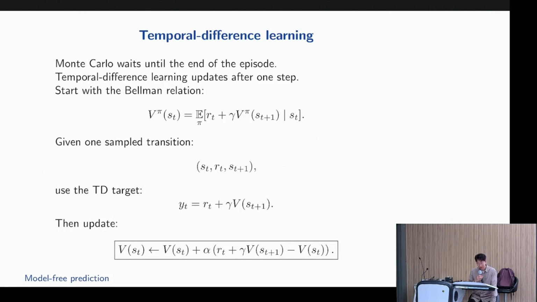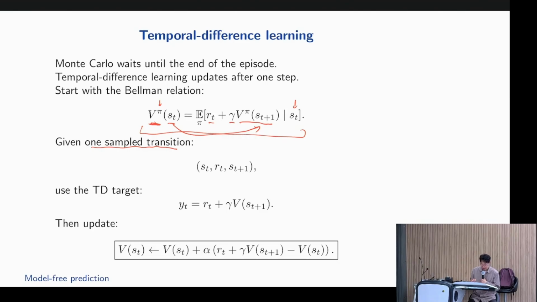So TD learning utilizes the Bellman relation. The value of a policy starting at some state S_t is the expectation under the policy of the immediate reward plus the discounted future expected return starting at S_t. So the value of some state is related to the value of the next state. Given one sample transition, we can immediately invoke Bellman consistency. If the value function is correctly estimated, it must satisfy this recursive relation that relates the value of one state to the value of the next state.